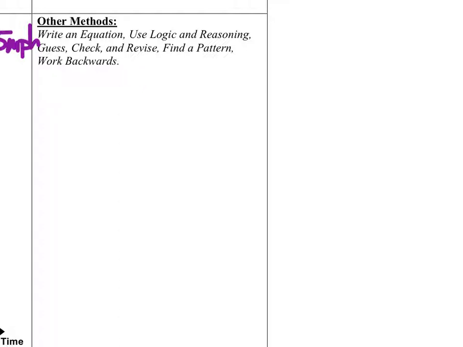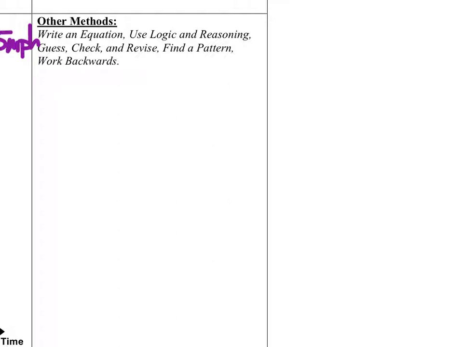All right. Well, it wants other methods. It wants us to write an equation, use logic and reasoning. We could use guess and check. We could revise, find a pattern, and work backwards. You could go to the race, but it would be hard to follow them unless you're in a car or a motorcycle. We could get a motorcycle. But we couldn't all fit on it. No, I have a dirt bike. Do they have motorcycles that are like a bus, really long?